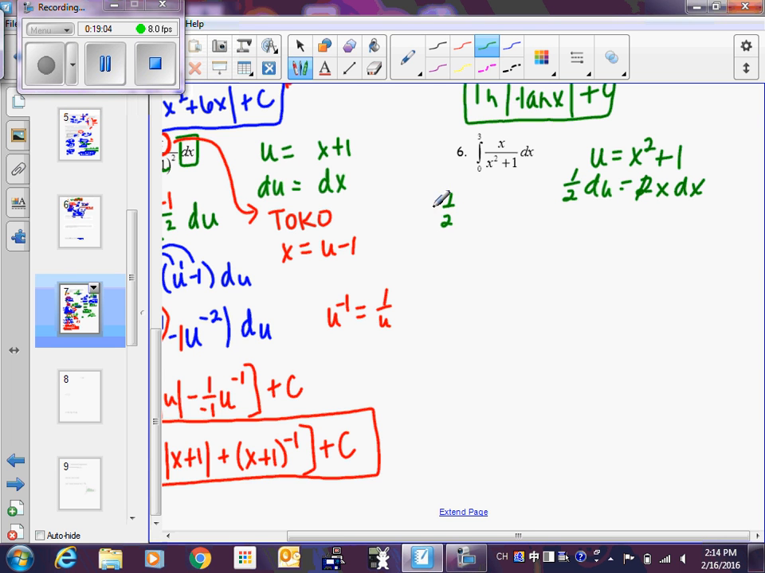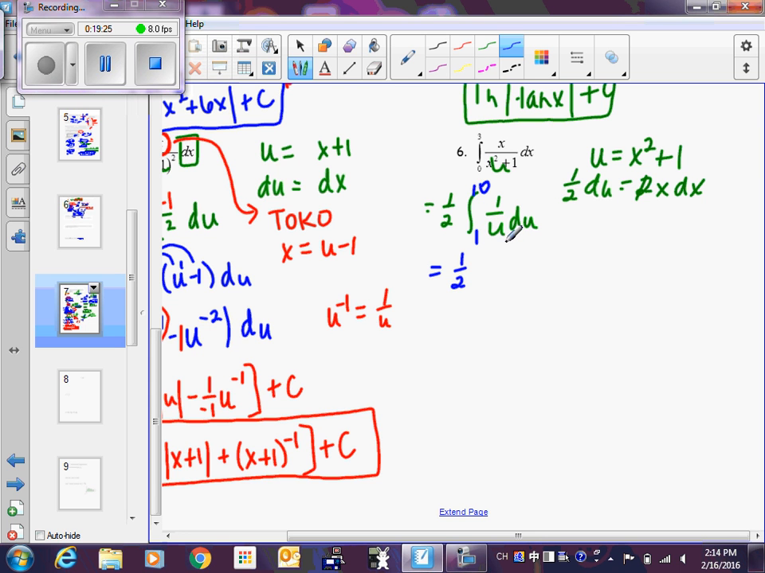Okay, 1/2 goes in front. We end up with 1 over u du. Everything matches up quite nicely. What were your new bounds? 10 and 1. That's because 3 squared plus 1 is 10 and 0 squared plus 1 is 1. All right, now we still have to integrate.